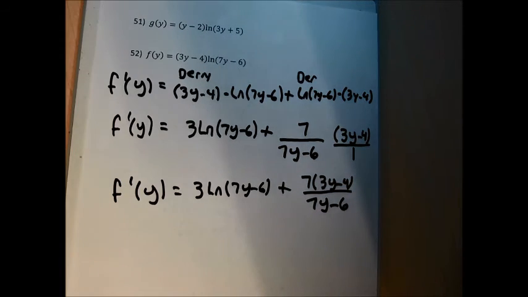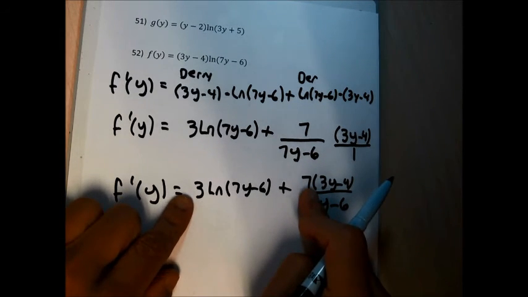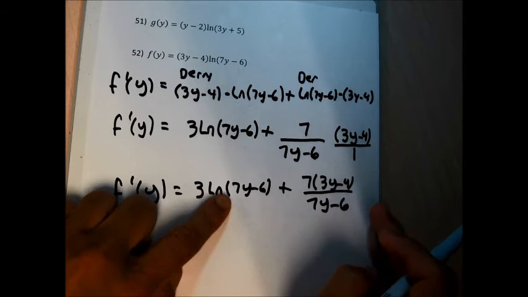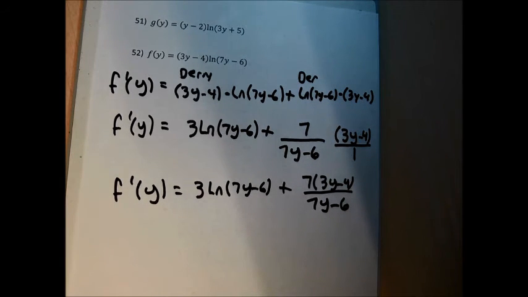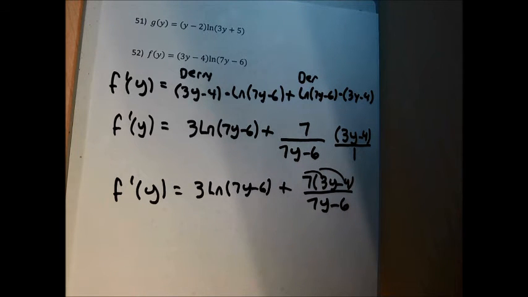I'm not going to go any further than that. There's no common factors. 3 and 7 don't have a common factor. ln's aren't going to have a common factor with something that doesn't have an ln. If I wanted to, I could distribute the 7 through that parentheses and make that a 21y minus 28, but it's not really necessary.